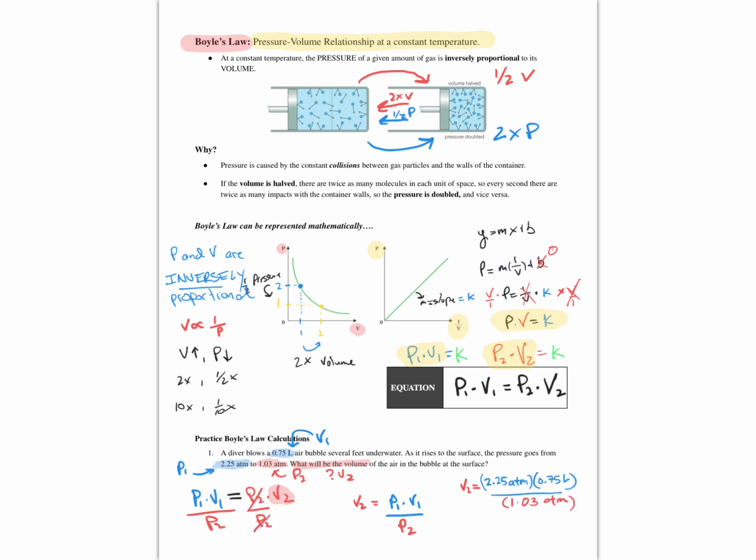Since I have pressure in the numerator and denominator, the units atmosphere cancel out, and my answer to 2 sig figs is 1.6 liters.